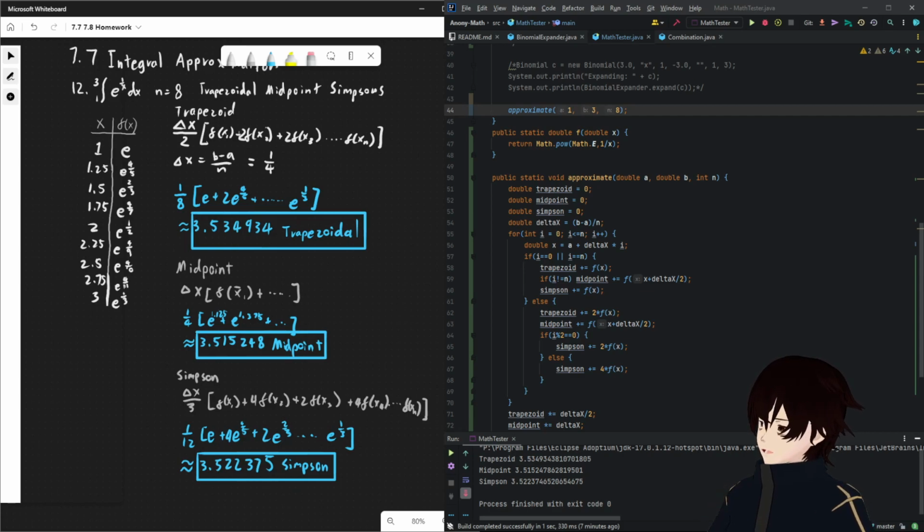I'm just going to verify that everything I did is working. E to the power of 1 over x. Lower limit 1, upper limit 3, number of rectangles 8. Oh, typo. Go. 3.515244748. All right, fantastic.